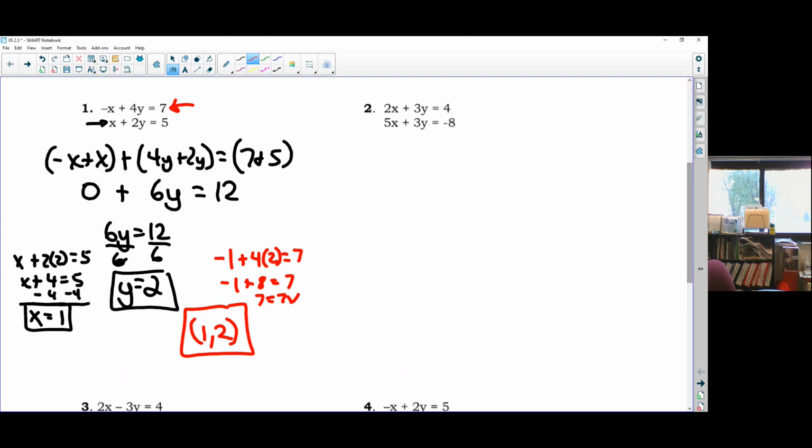Okay. So that is the combination method. So let's try the next one. Okay, we combine these terms.